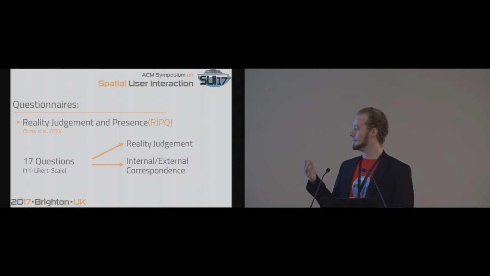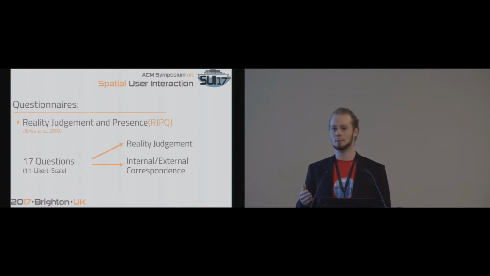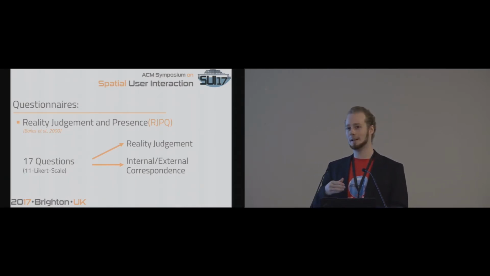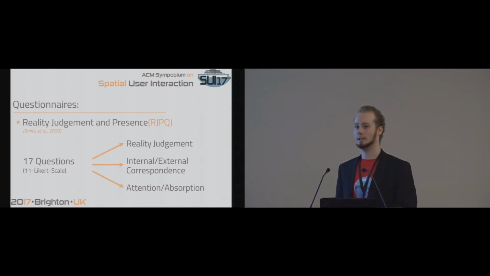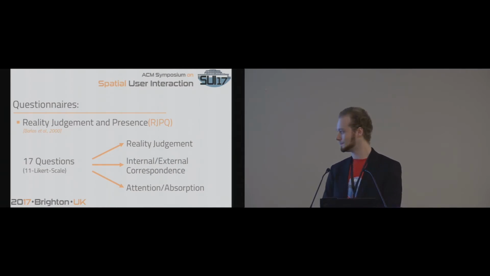For example, the external correspondence was whether the virtual world reflected the real world in a logical way, while the internal correspondence was more about the world itself. So, for example, if we have some kind of magic world and can do some magic stuff, how logical is the magic done, and so on. And the third point was the attention and absorption. Here, a high score would indicate that the user was really focused on what was happening around him and really absorbed, while a lower score would indicate that he was kind of bored and didn't pay much attention to what was going on around him at all.